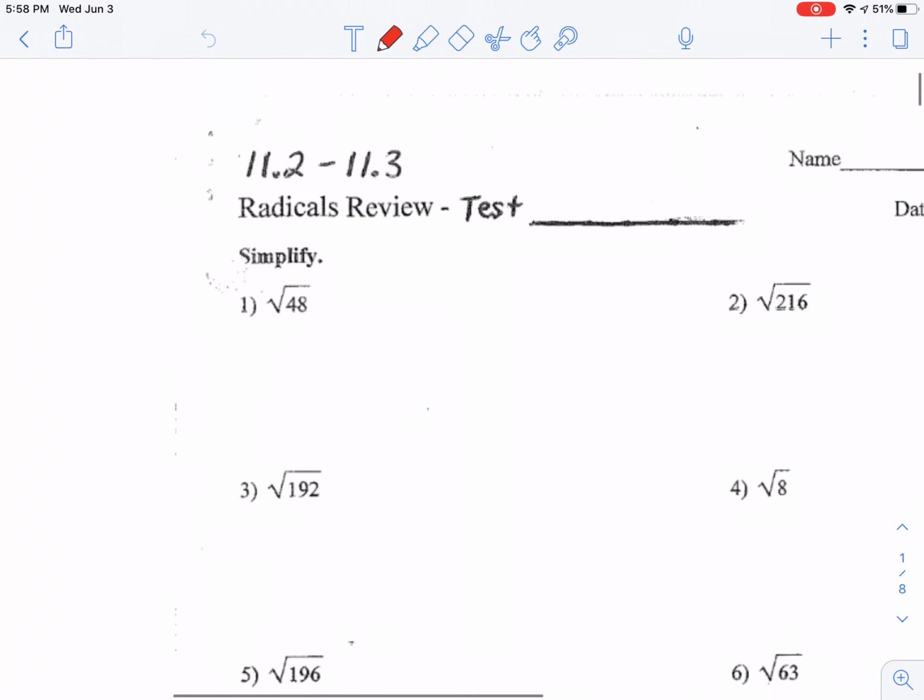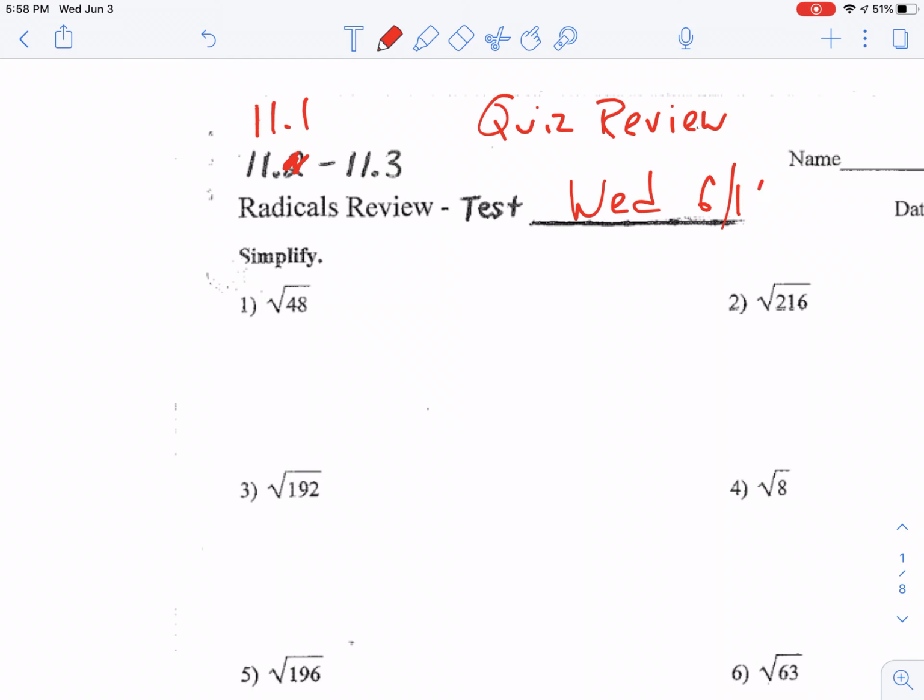11.1-11.3 quiz review. There's a typo here. That should say 11.1 quiz review. Your test is on Wednesday, June 10th. It'll be your last grade of the year. So let's just do a couple problems, a couple examples, demonstrating how to do all the problems that you'll need for the quiz. So we'll start with number 1.